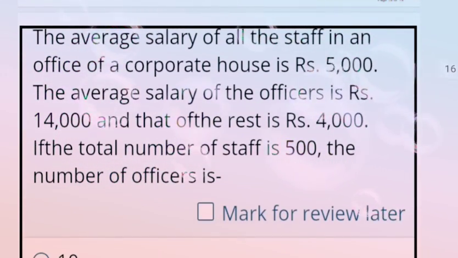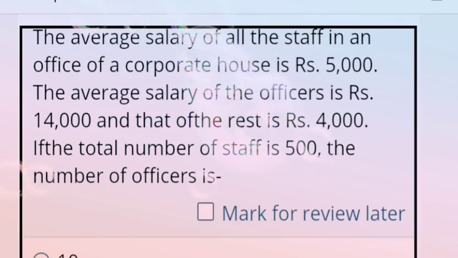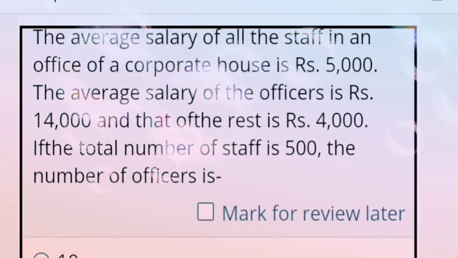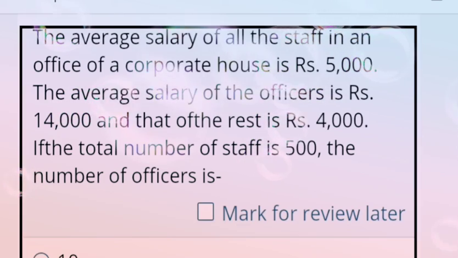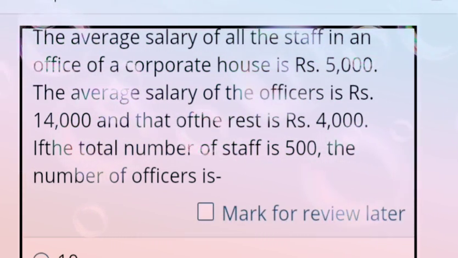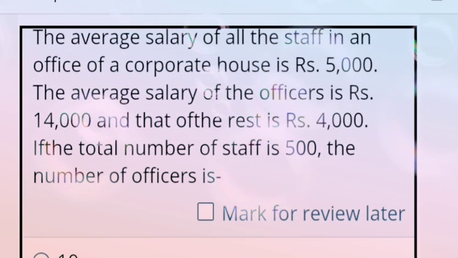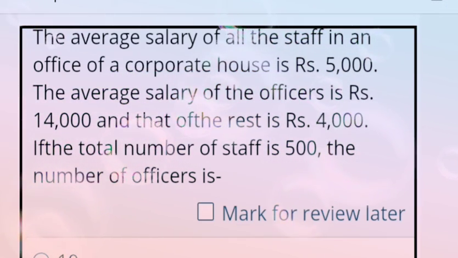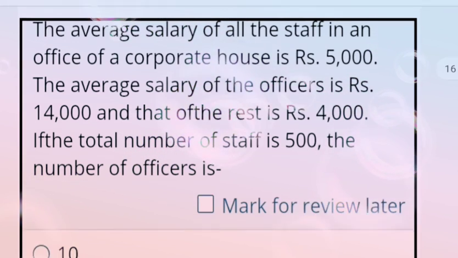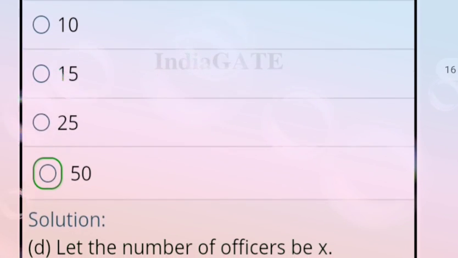The average salary of all the staff in an office of a corresponding house is 5,000 rupees. The average salary of the officers is 14,000 rupees, and that of the rest is 4,000 rupees. If the total number of the staff is 500, the number of the officers is? So the correct answer is option D, 50.